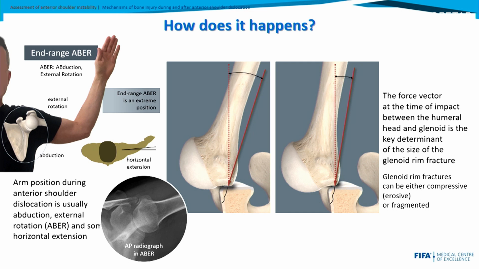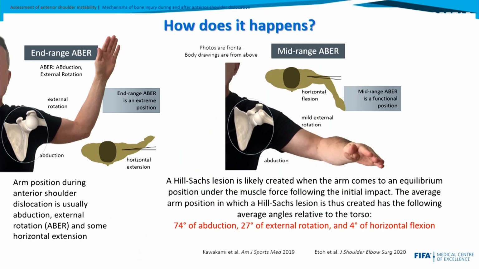In some cases, if it is medialized that much, it also includes the bone, and it makes a fracture, a bony Bankart or soft tissue Bankart. So this is the first phase. And if you watch a dislocation video, it's very typical. It dislocates, and then it tries to get back, right? It's like a reflex. When you try to go into the neutral position, we call it mid-range abduction external rotation. At that time, your Hill-Sachs lesion happens.